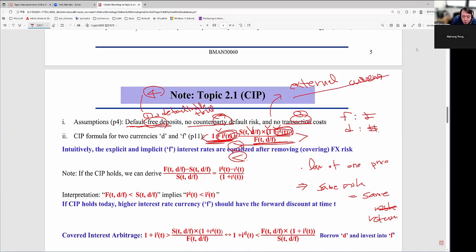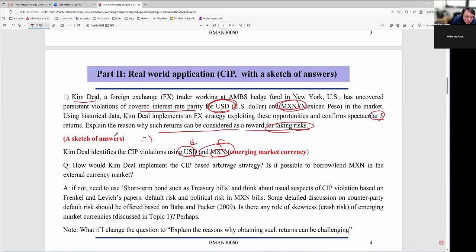For example, in London, you can borrow dollars or lend dollars, or you can borrow euros or lend euros. So you can borrow and lend foreign currency without that much issue in London. We assume when we put a deposit here, it's a eurocurrency deposit, right? That's our assumption. But for our question now, we are talking about dollar and Mexican peso CIP violations. One problem with this one is that there is no borrowing and lending of emerging market currency in the external currency market. So basically LIBOR-type rates are not available for the Mexican peso. So we cannot exploit CIP violations between these two using the external currency market.